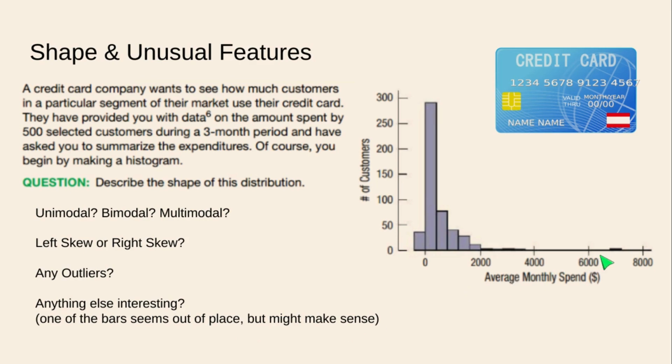I'm not talking about the outliers or potential outliers here. I'm talking about this bar. You'll notice that there's a 0 here, which corresponds to 0 average monthly spent on a credit card. What's going on here? How can we possibly spend less than $0 on a credit card?